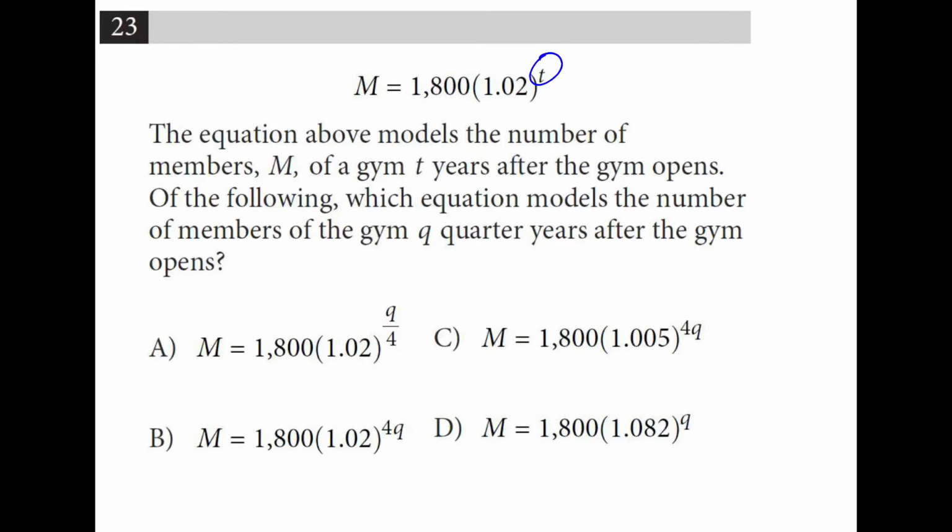So if t represents years, and we want to change that to q, quarter years, we can change that to q over 4. Because that way 4 quarters will still equal 1 year. Everything else in the equation stays the exact same.